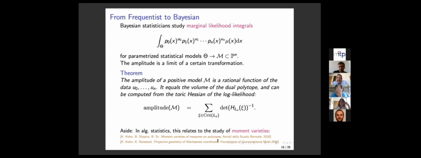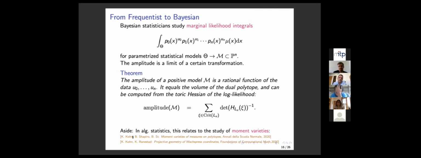Now, why could amplitudes be interesting? Well, in a statistical context, likelihood inference is really frequentist statistics, but there's another camp. Those are the Bayesian statisticians. And the Bayesian statistician will not maximize the likelihood function, but he or she will integrate the likelihood function.